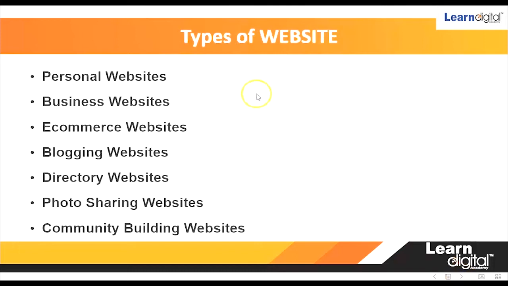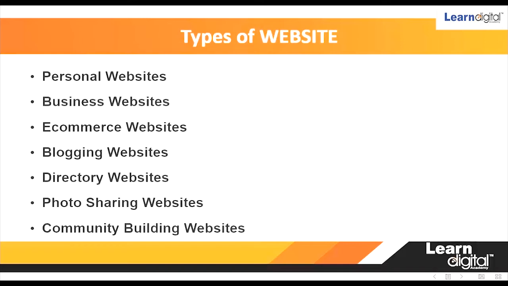Then we'll see types of website. There are many types of website. The first one is the personal website. In a personal website, normally people talk about themselves, with complete information. Those who create personal websites are authors, musicians, models. In short, it's a type of portfolio website as well.